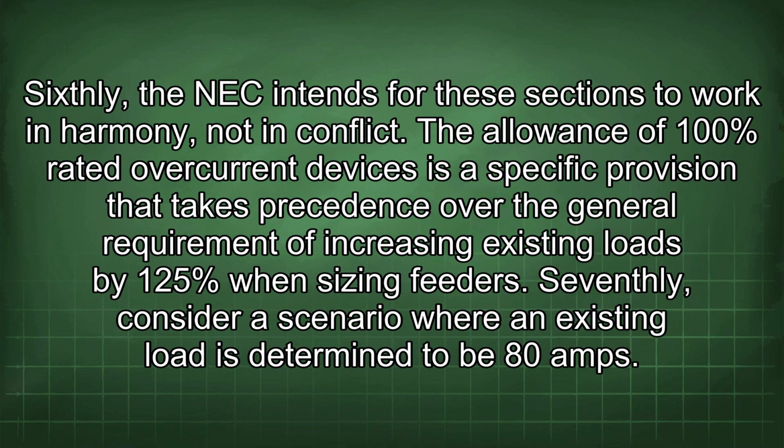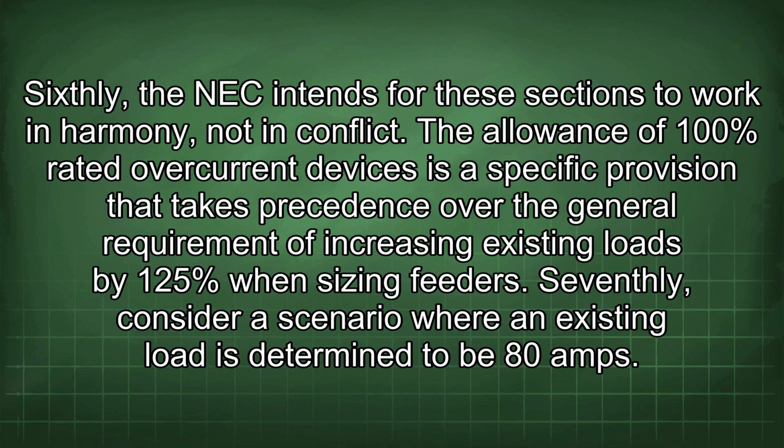Sixthly, the NEC intends for these sections to work in harmony, not in conflict. The allowance of 100% rated overcurrent devices is a specific provision that takes precedence over the general requirement of increasing existing loads by 125% when sizing feeders.